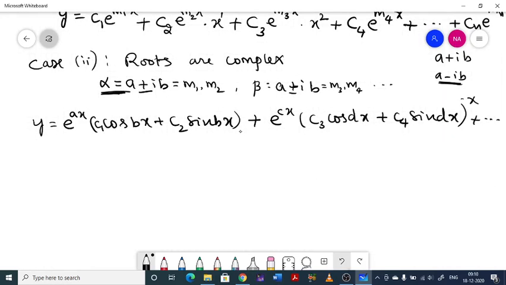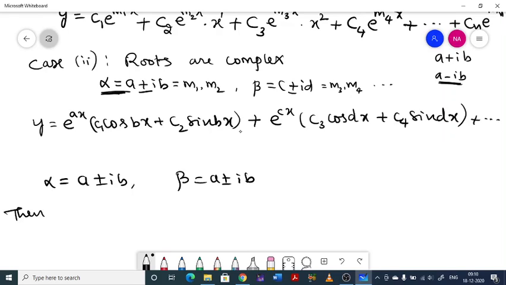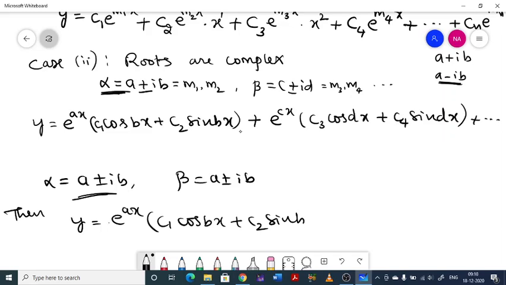Suppose this is c plus id, no problem. Suppose you have this case, alpha equal to a plus or minus ib and beta is also a plus or minus ib. In that case y will be, first write this root, e power ax into c1 cos bx plus c2 sin bx plus. So alpha plus or minus i beta is written.